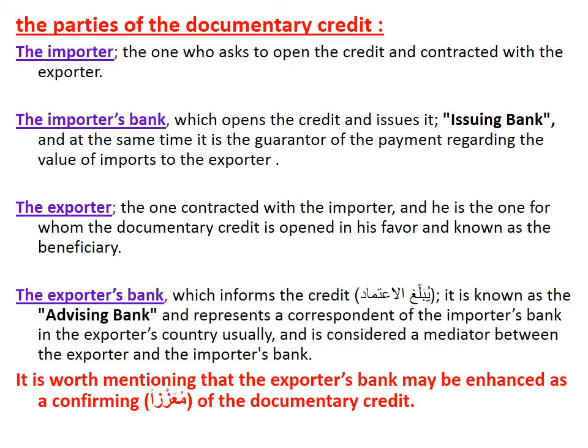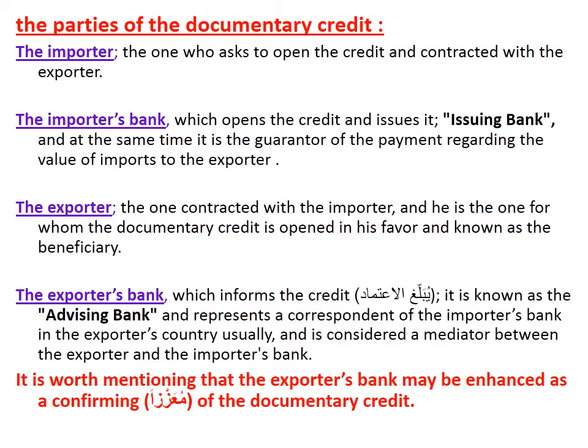The parties of the documentary credit. Now you know that there is an importer and there is an exporter. There is the bank where the importer is a client, and there is a fourth party I didn't explain to you till now. So the importer, the one who asks to open the credit and contract it with the exporter. At the same time, this importer is a client of the bank that is guaranteeing him and the exporter at the same time.